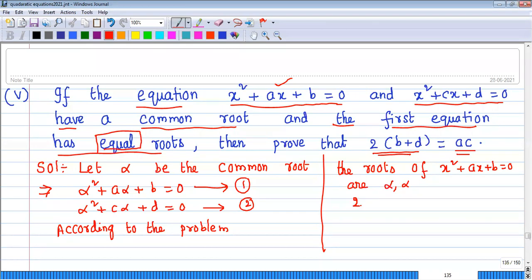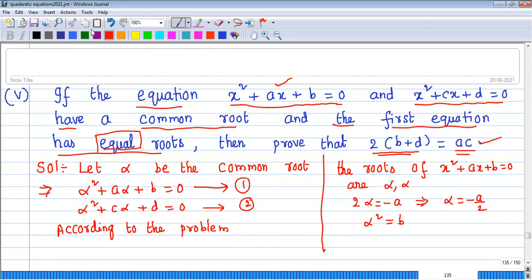Now we can find out the sum of the roots here. Alpha plus alpha is 2 alpha, which is negative a. We can write alpha is equal to negative a upon 2. Product of the roots also we can find out. Alpha square is equal to constant term by x square coefficient, b. Alpha square is equal to b, so that we get this condition.